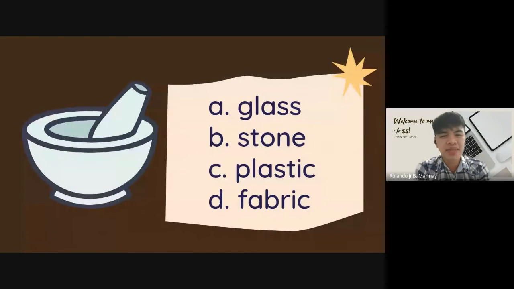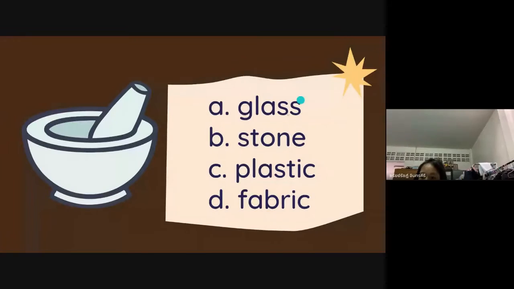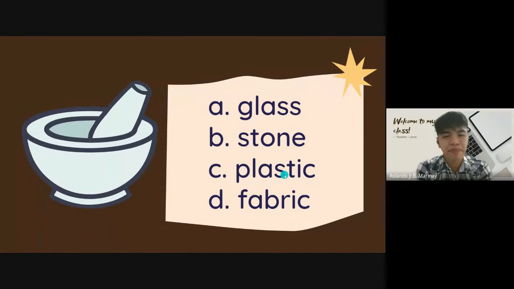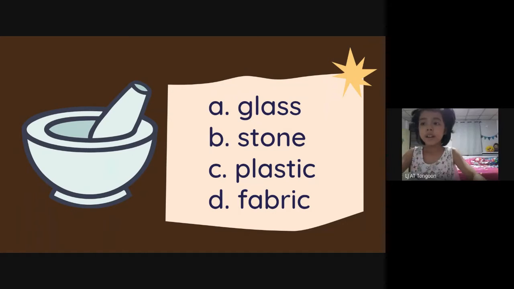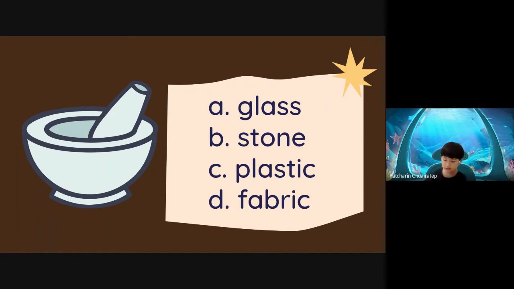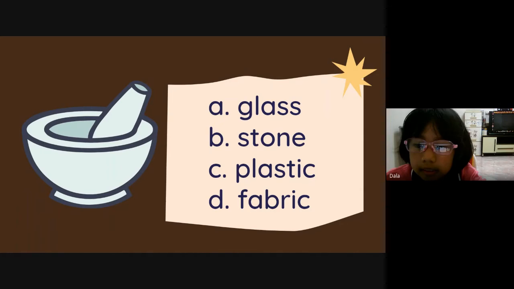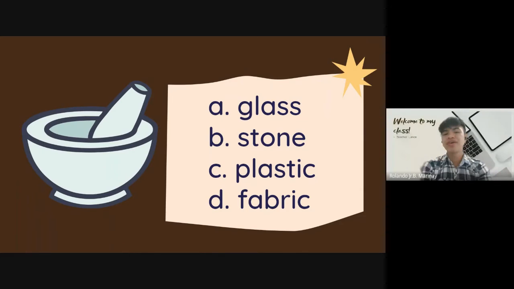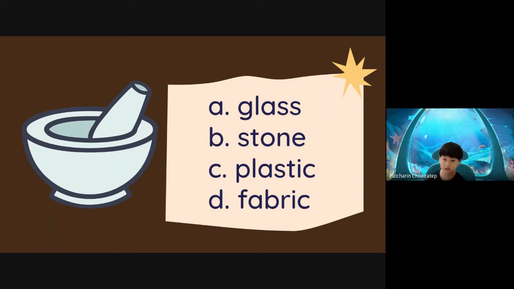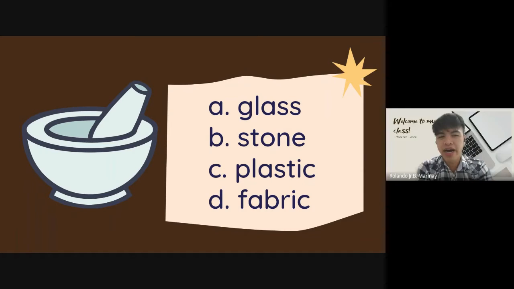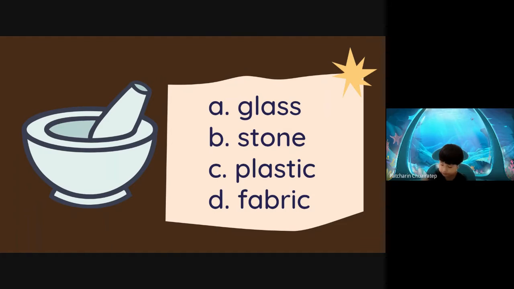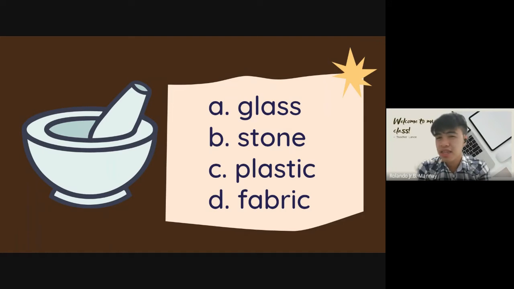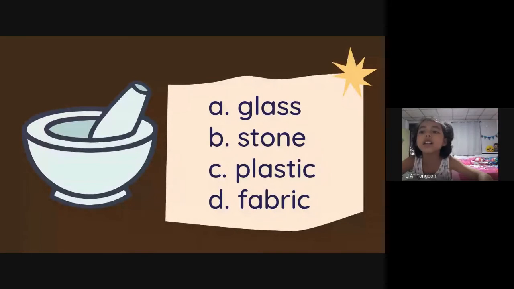Number 3, what is it made of? A, glass, B, stone, C, plastic, or D, fabric? B, very good. It is made of stone. Okay. Match it to the stone. Kids, do you hear me clearly, or is it unclear? Number 3. Okay.